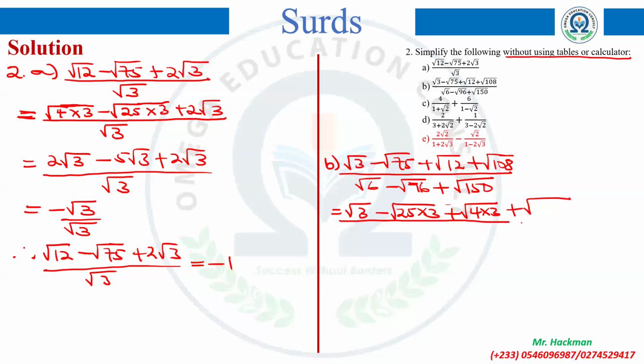Then plus root of 108 will give us what? 36 times 3. Very good. Make sure it covers. Then your denominator, root of 6, minus root of 96 here will give us what times what? 16 times 6. Very good. Then root of 150 is 25 times 6.